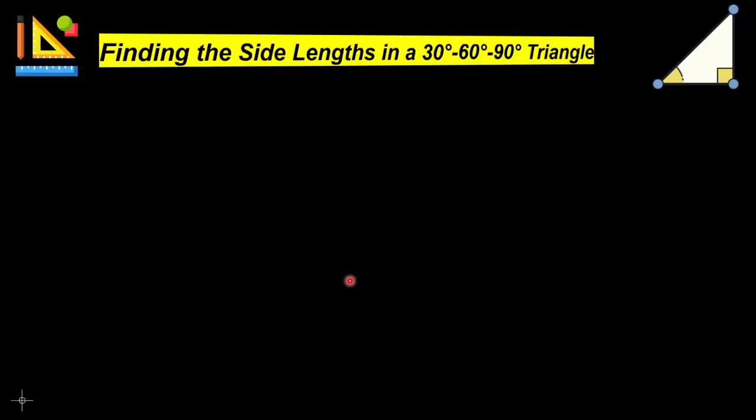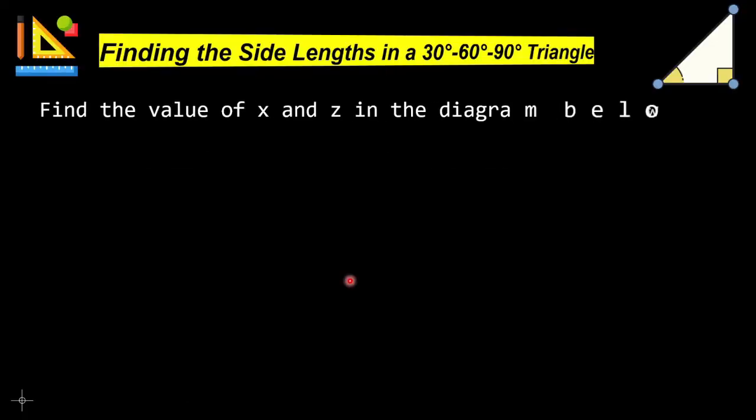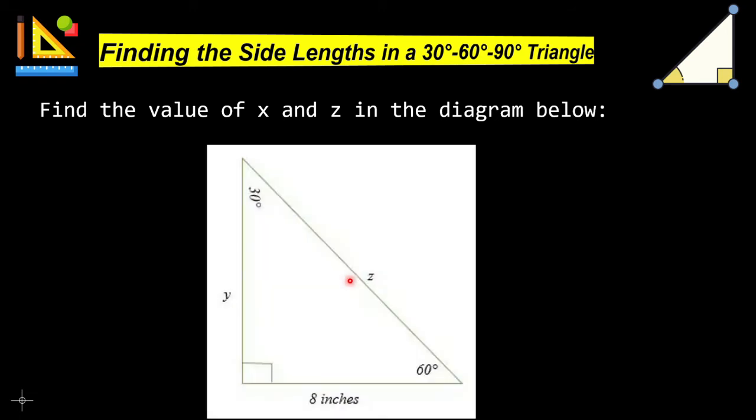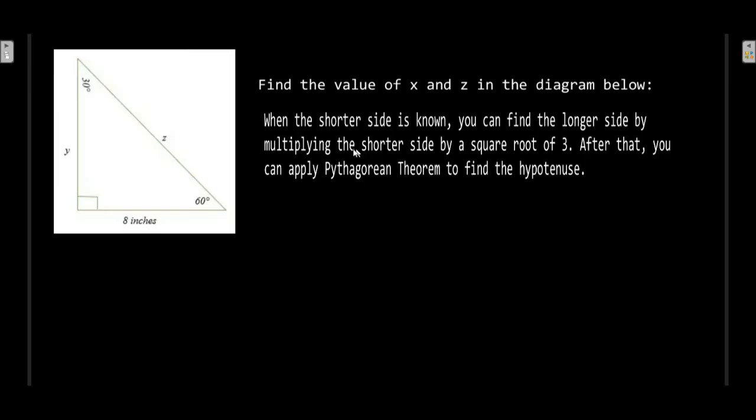Next problem natin, find the value of x and z in the diagram below. So, as you can see in the diagram, the opposite of the shorter angle is 8 inches. At nahanap natin yung longer side and the longest side. Okay, solve natin. Find the value of x and z in the diagram. Sorry, hindi na siya below kasi andito na siya sa left side.